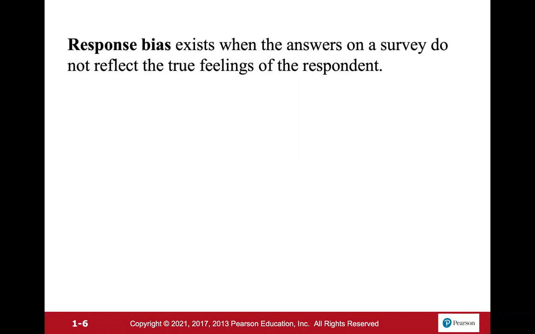Now for response bias, response bias exists when the answers on a survey do not reflect the true feeling of the respondent.